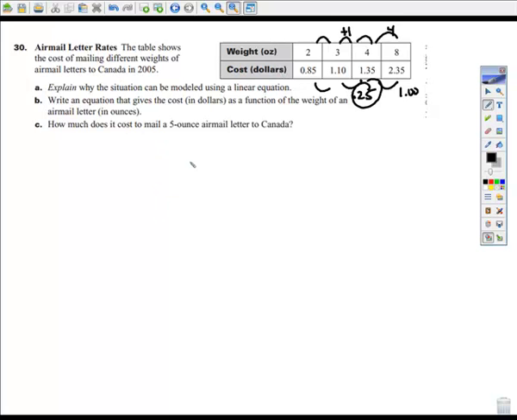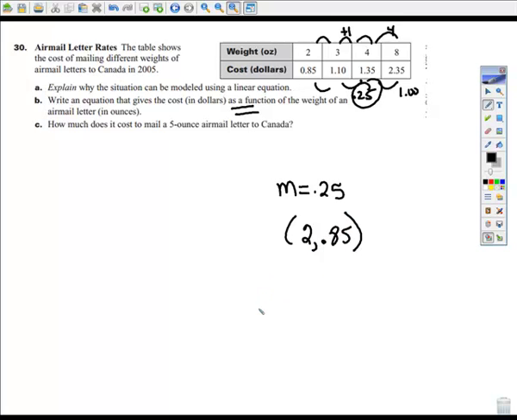Now they want us to write an equation that gives the cost in dollars as a function. Remember, that's code for slope-intercept form. So basically, I really just found the slope. It was the change in y over the change in x, so it's a quarter. So my slope is a quarter. And I can use any of these points if I want. So I like to use the first point. I'll use 2 and then 85 cents.